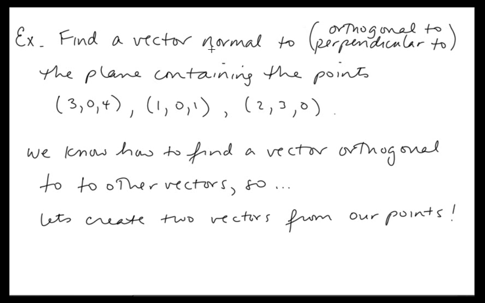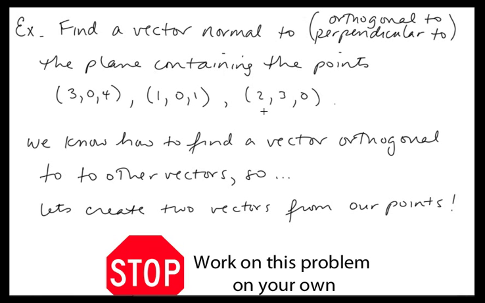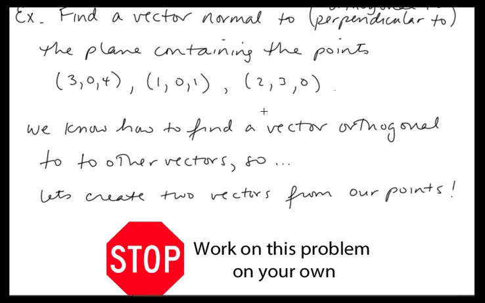We just found out how to find a vector that is orthogonal to two other vectors. So we need a vector that's orthogonal to a plane containing 3 points. Okay, we know how to find a vector that's orthogonal to two vectors. So can we make two vectors out of these 3 points? We certainly can. And that's what we want to do. We want to make two vectors out of these 3 points, and then find a vector orthogonal to those two vectors. So I'd like you to pause the video, please, and work on that.